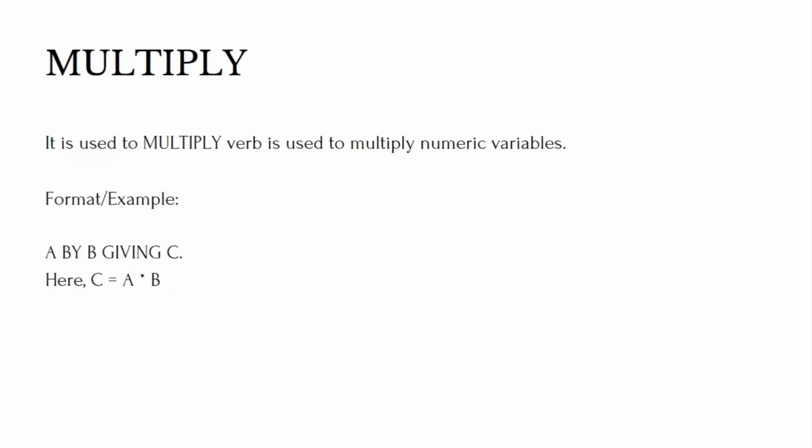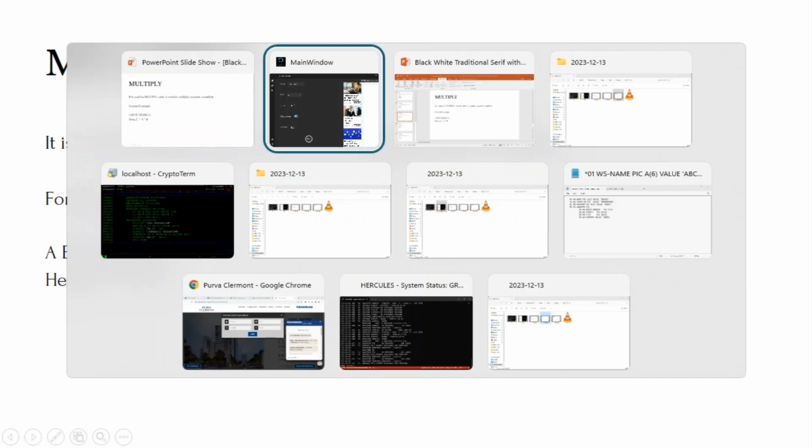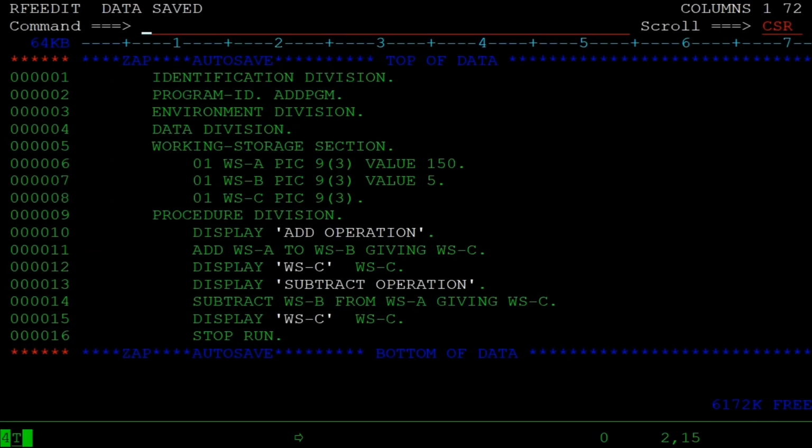Next we have the multiply verb, which is used to multiply numeric variables. Here is the format: multiply A by B giving C. So BY is used to multiply numeric variables. Let's go to the mainframe screen and execute the program.